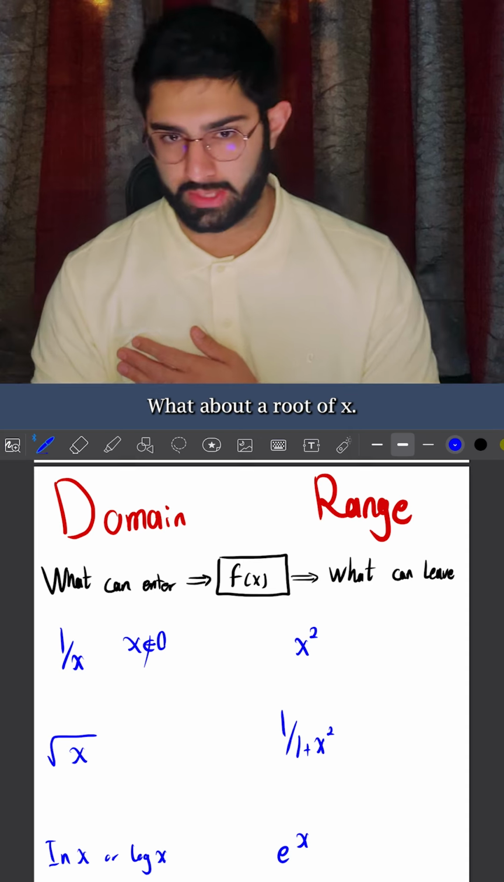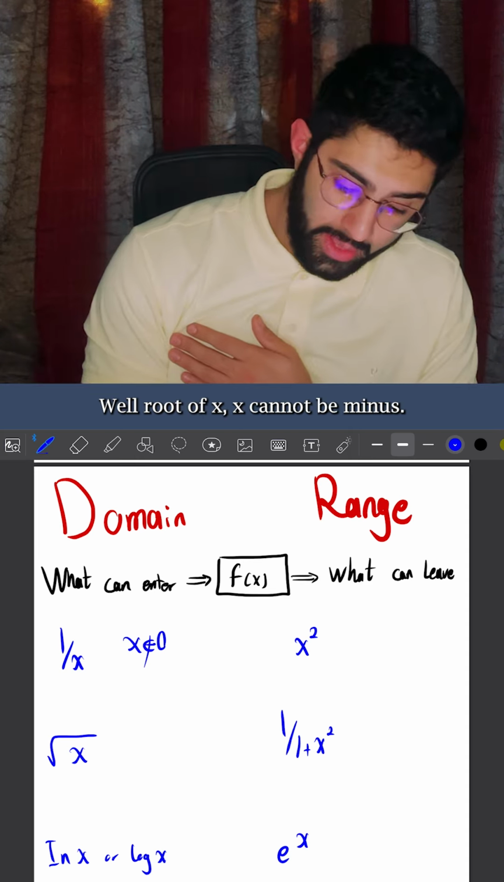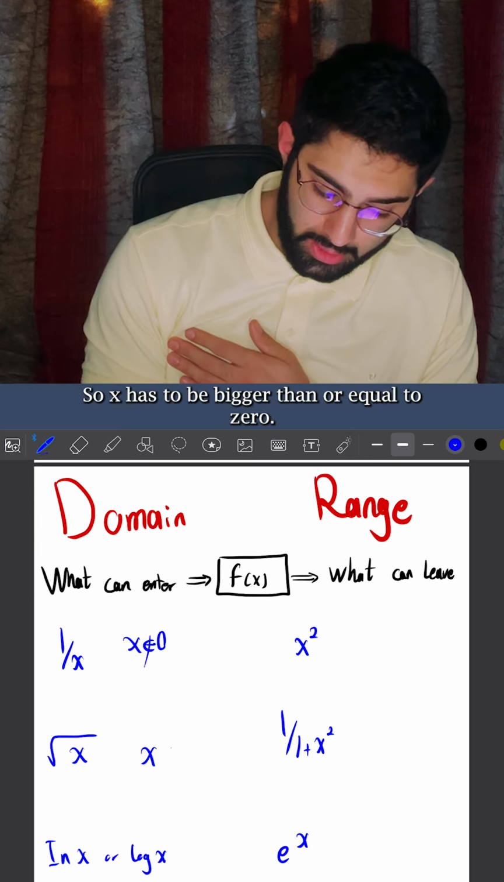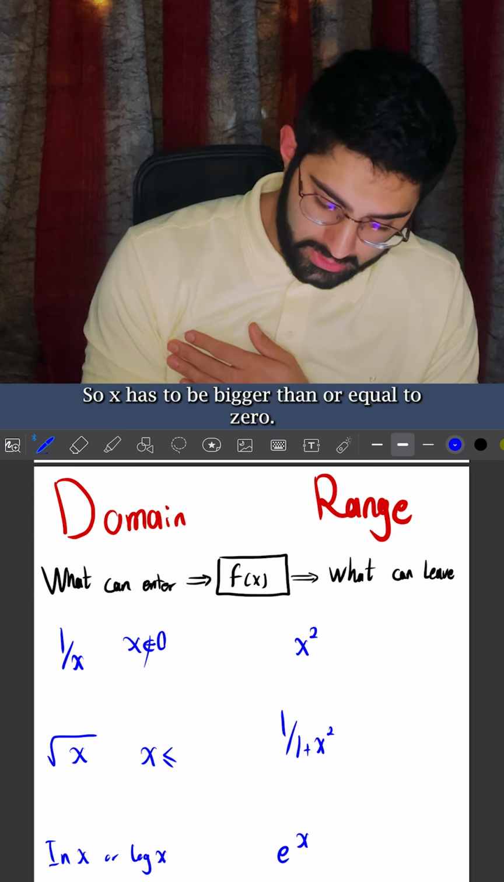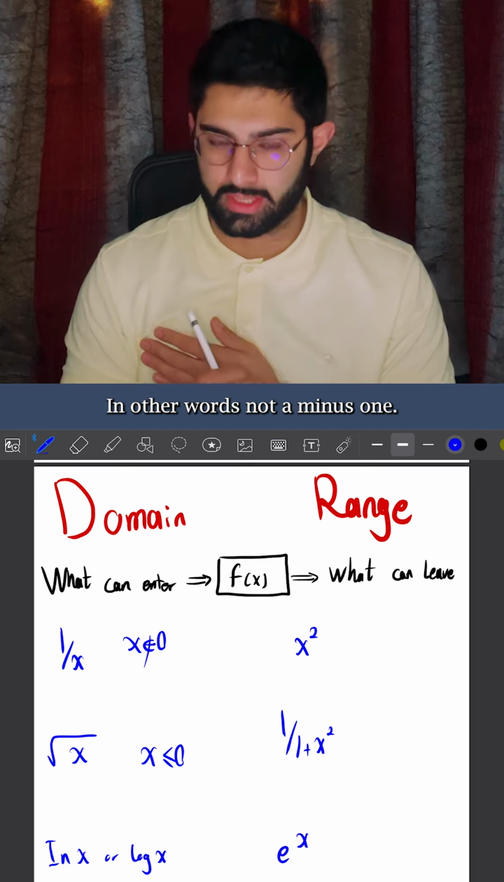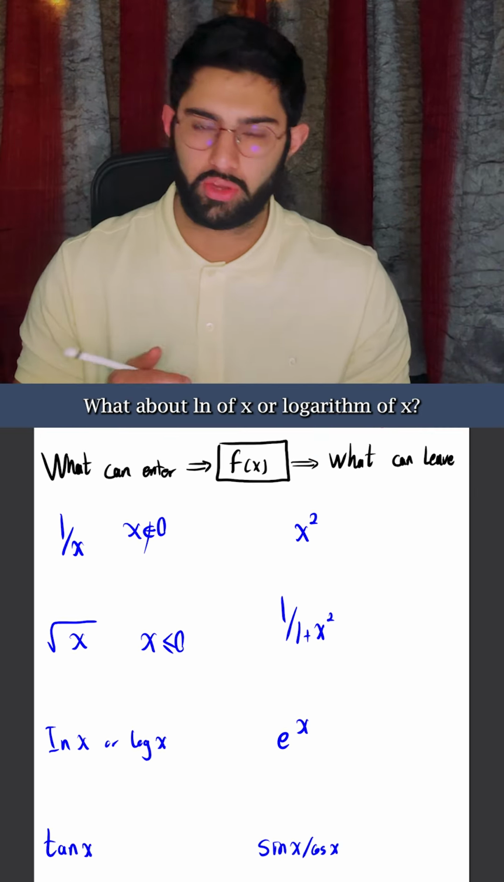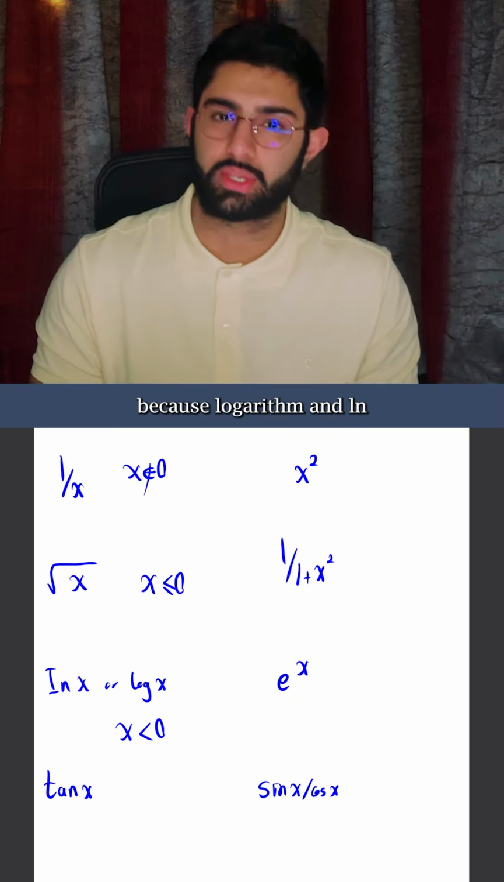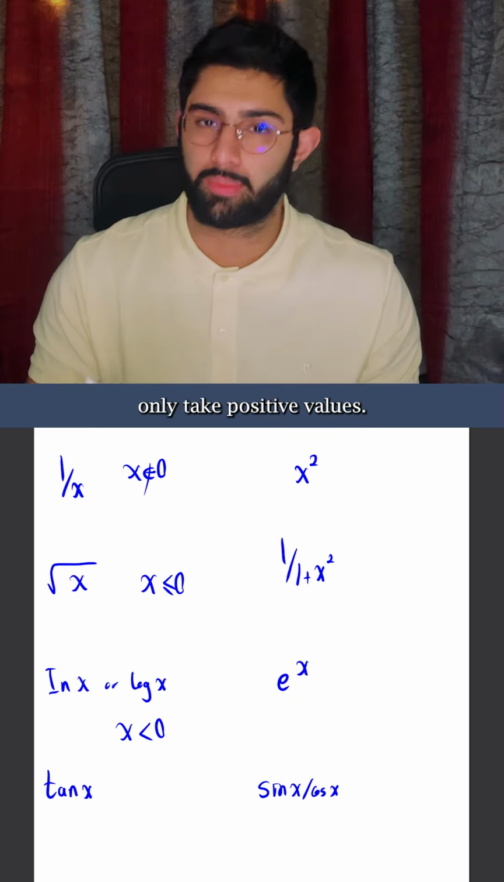What about the root of x? For root of x, it cannot be minus. So x has to be bigger than or equal to 0. In other words, not a minus value. What about ln of x or logarithm of x? Well, they have to be positive values because logarithm and ln only take positive values.